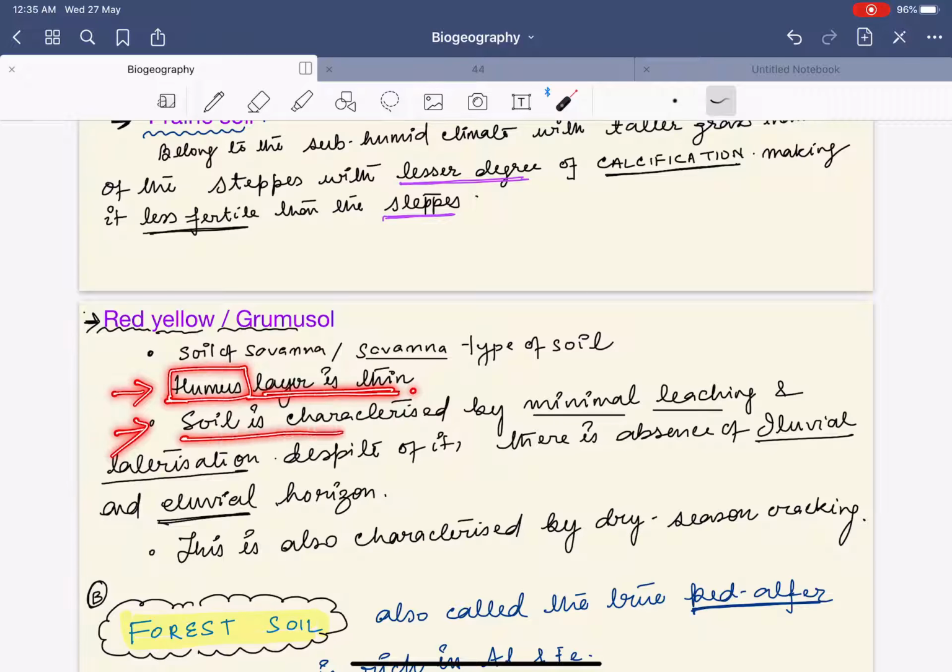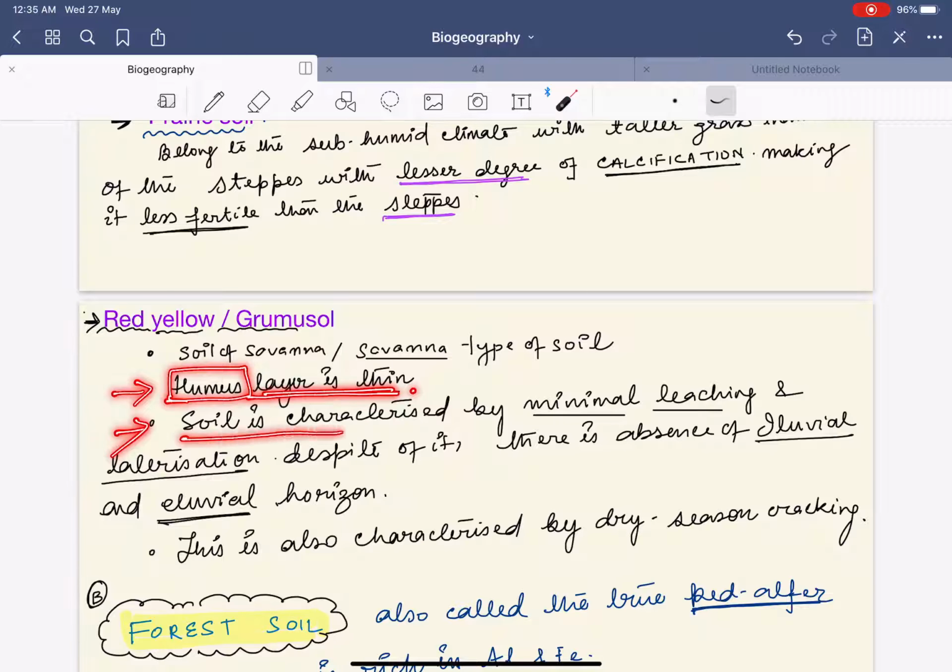I hope you remember that these are the regions of your black soil. Maharashtra, Kathiawar Peninsula and Gujarat are very rich in the black soil. Next we have your Rendzina. The Rendzina is developed over the limestone structure. This is the limestone structure and over it we have the Rendzina.